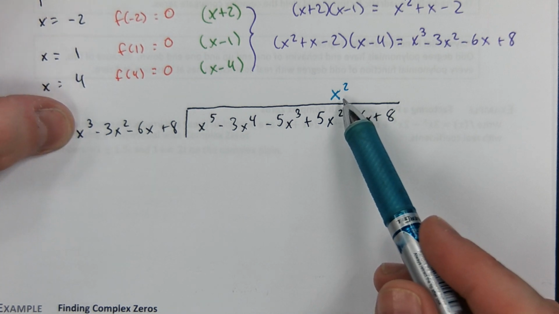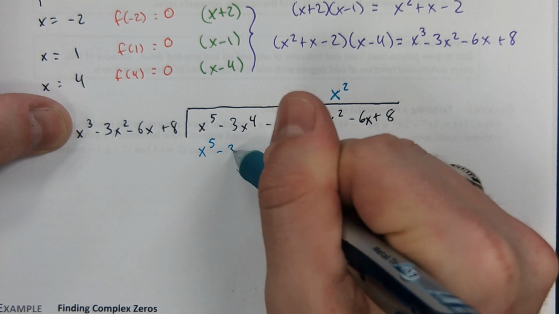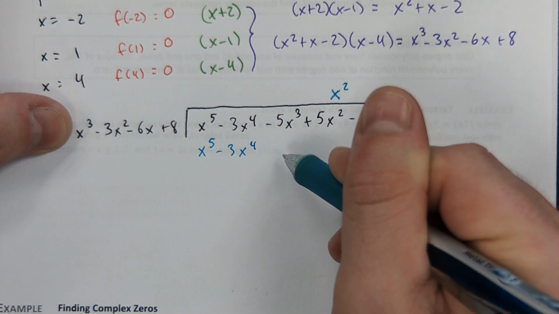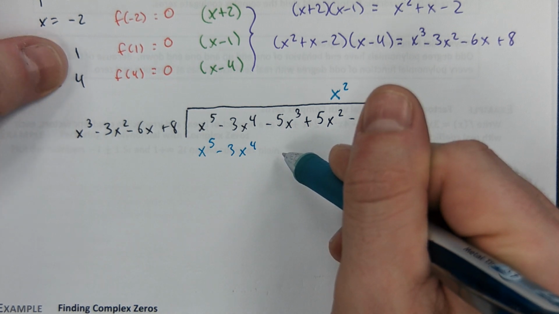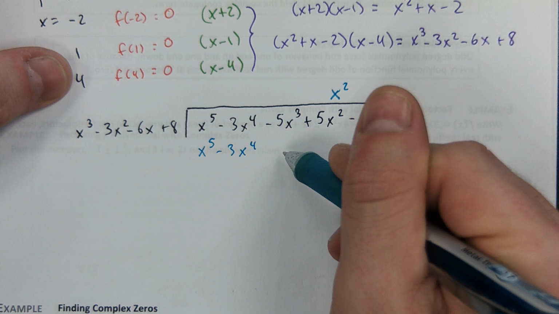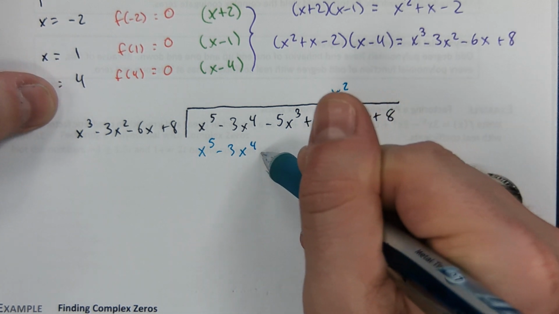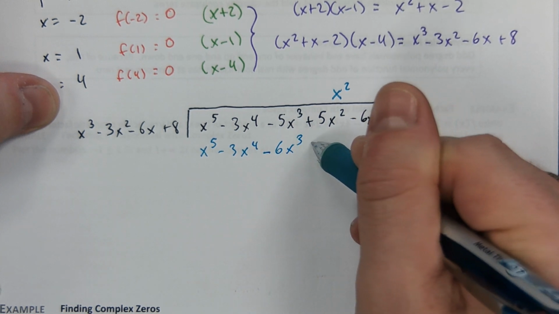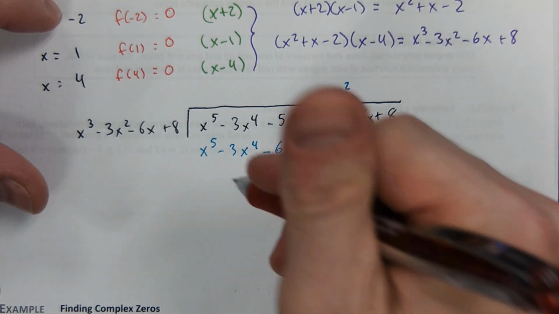All right, so I'm going to take this x squared, and I'm going to distribute it to this whole thing. It's going to give me an x to the fifth, 8 minus 3x to the fourth. That's interesting. Did I multiply wrong? No, I did it right. Okay. Minus 6x to the third plus 8x squared. Great. Time to subtract straight down.